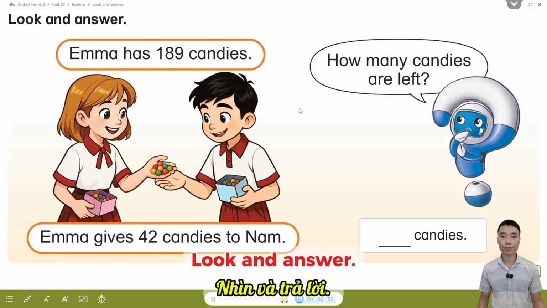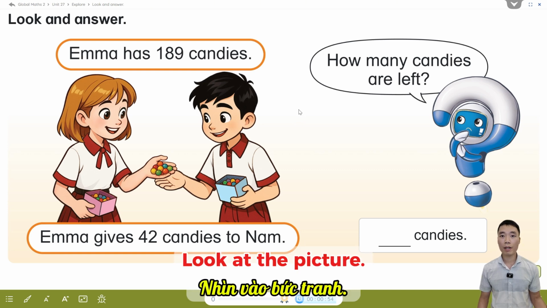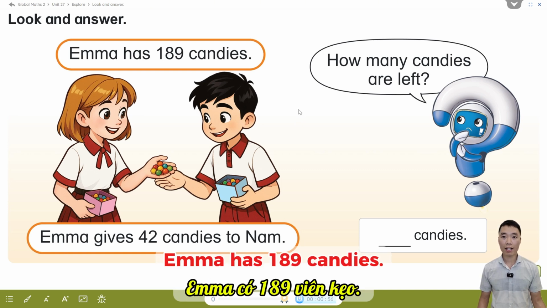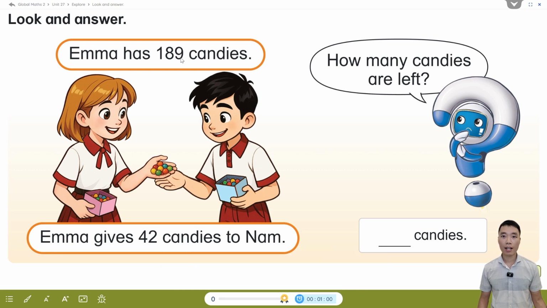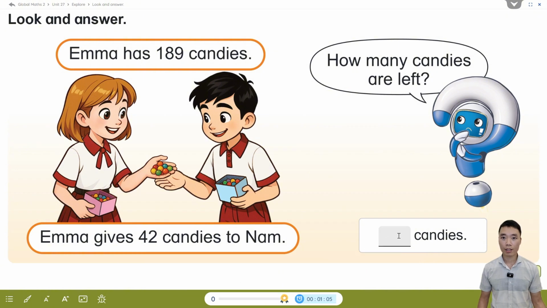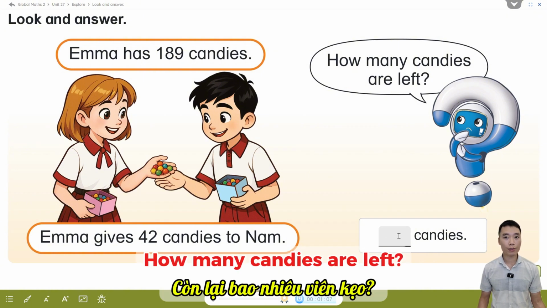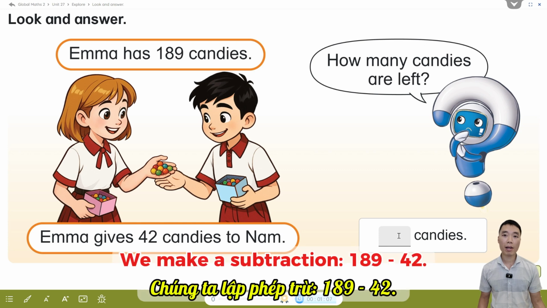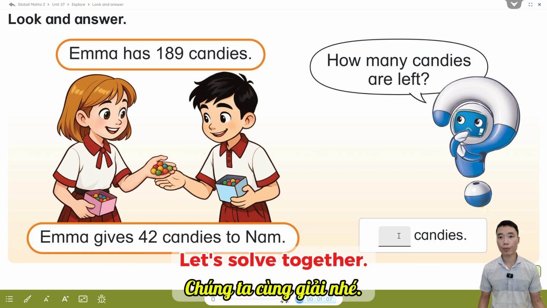Look and answer. Look at the picture. Emma has 189 candies. Emma gives 42 candies to Nam. How many candies are left? We make a subtraction. 189 minus 42. Let's solve together.